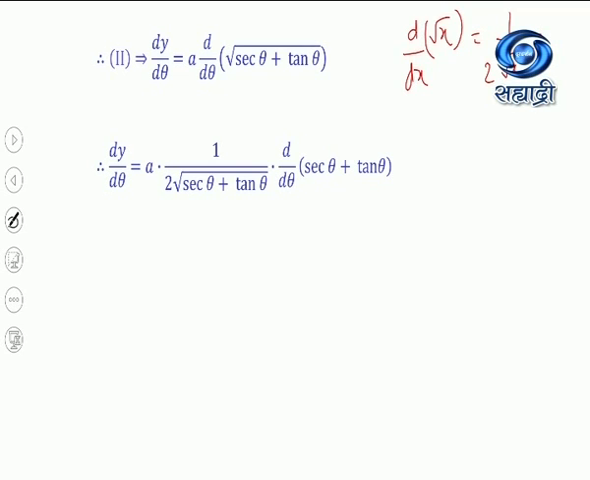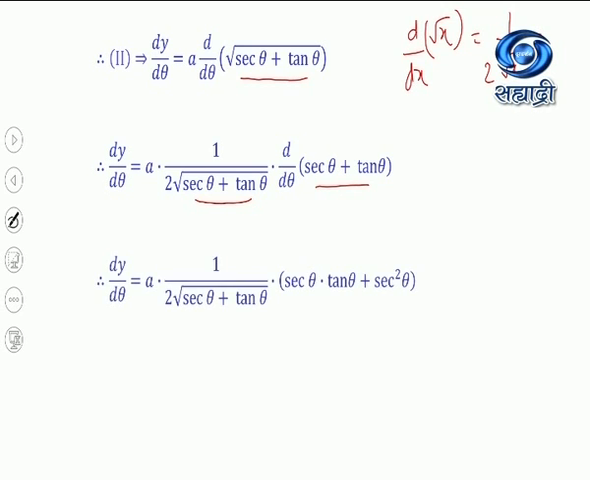Now here we replace x by sec theta plus tan theta. So we replace here sec theta plus tan theta and multiply by the derivative of sec theta plus tan theta by using the chain rule. Now, what is the derivative of sec theta? Here the derivative of sec theta is sec theta into tan theta. Now what is the derivative of tan theta? That is sec square theta.